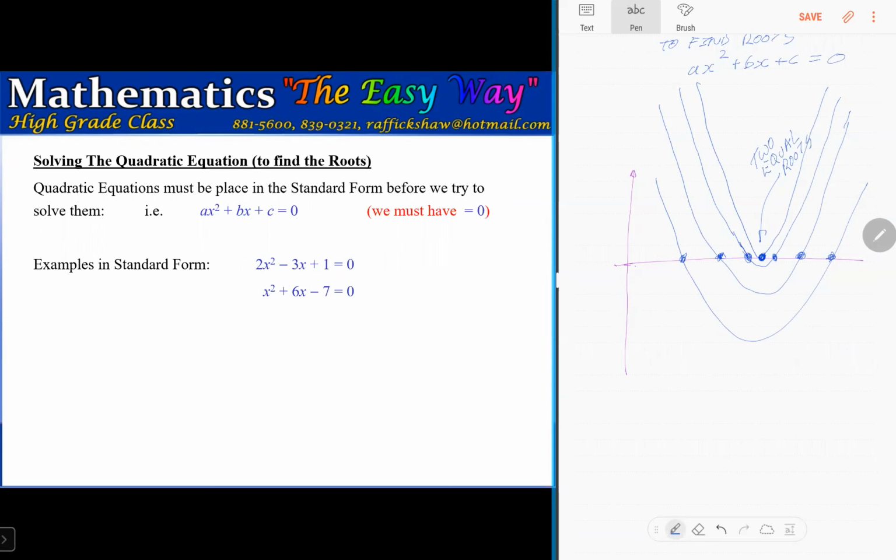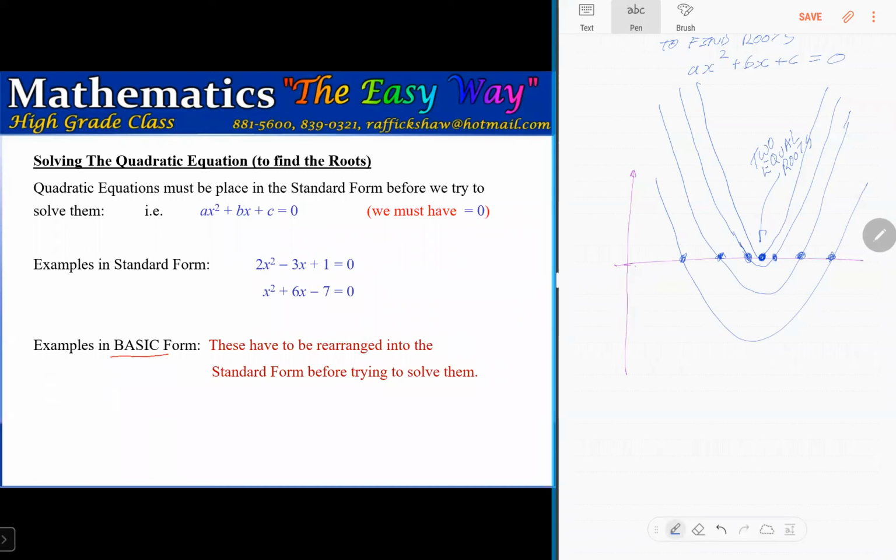Examples of when they are not in the standard form. When they are not in the standard form, we say that they are in a basic form. Basic. We say it's basically a quadratic equation. And we don't solve basic. We only try to solve standard.